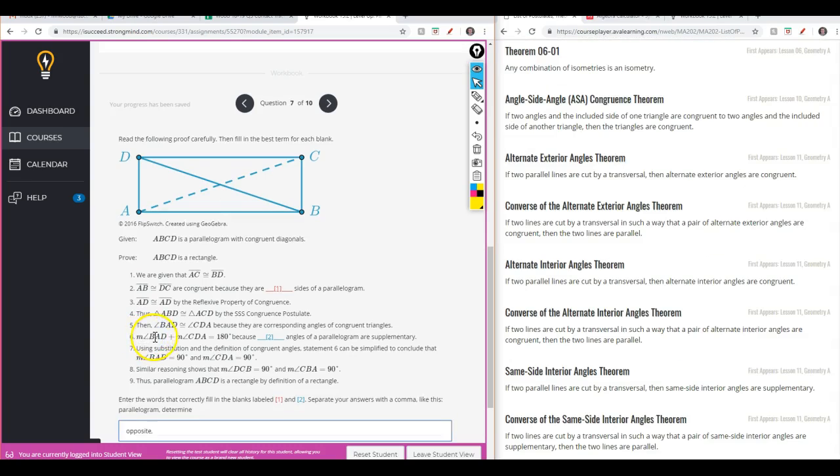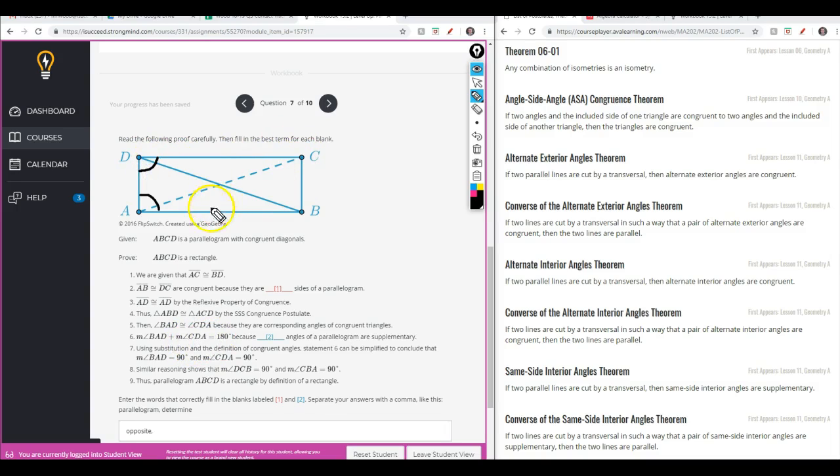Alright, we have measure of angle BAD plus measure of angle CDA is equal to 180 degrees because blank angles of a parallelogram are supplementary. Okay, so which angles of this parallelogram are they talking about? They're talking about this BAD angle, so right here. I'm not going to mark it as a 90. And we know that the angle CDA is right here.